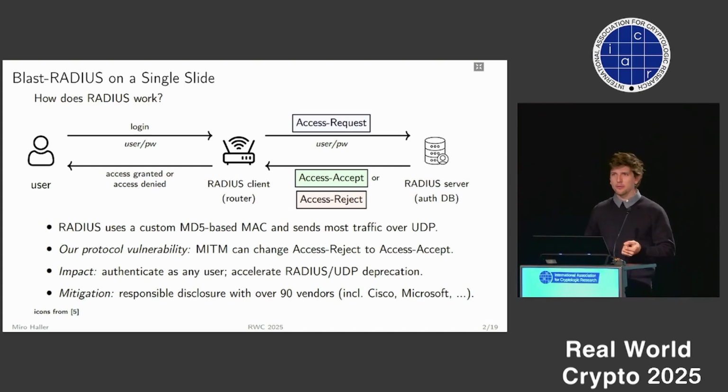We disclosed this attack to over 90 companies, including all the big vendors of network equipment, such as Cisco and Microsoft. I hope I piqued your interest in Blast Radius, and in the remainder of this talk, I'm going to talk about how this attack works on a technical level, as well as how mitigations are going.